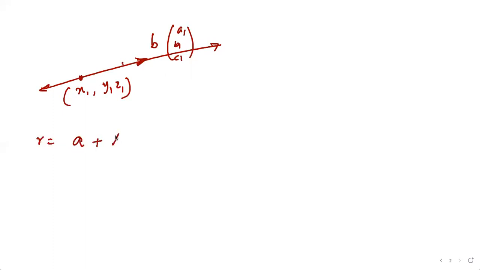Let's say I have an initial point x1, y1, and z1. And let's say there is a certain direction in which this vector is going. That direction I take as the direction vector b, which I can express in component form as a1, b1, and c1. Now, how do I write down the equation of this line? Whenever you have been given the direction of a line, the vector equation of the line is given by r equals a plus lambda b.